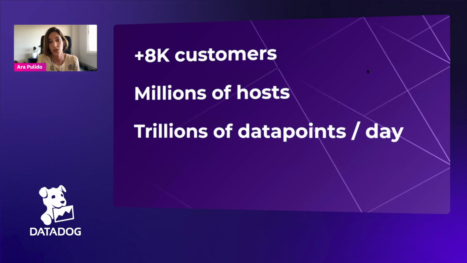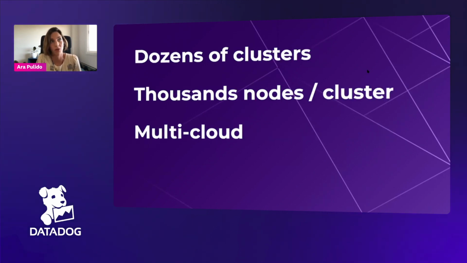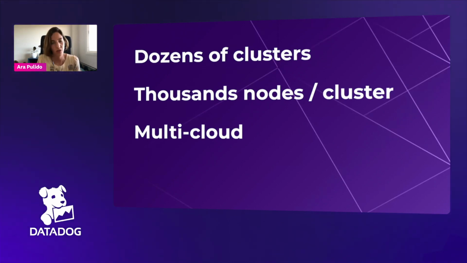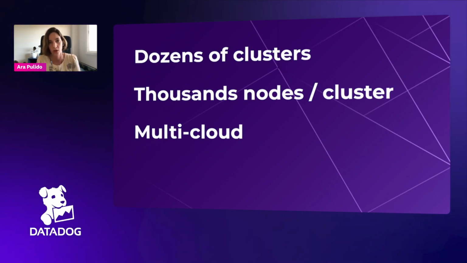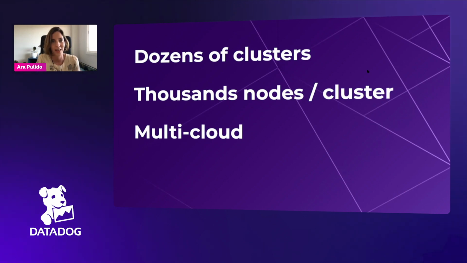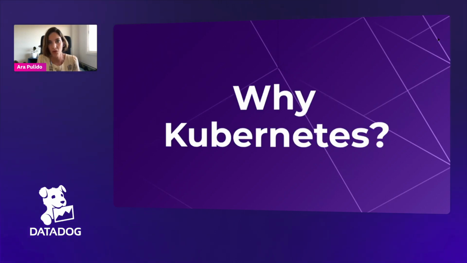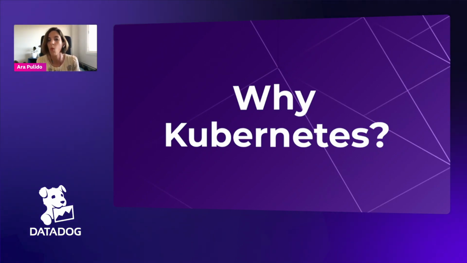So to get Kubernetes to be able to run all of that, we have a big infrastructure. We have thousands of clusters, some of them with thousands of nodes, and we run on different clouds. So everything here is a little bit complex, and these are the reasons. But before jumping in on how we run Kubernetes, I would like Laurent to explain to us what we were using before Kubernetes and why we decided to move to Kubernetes.